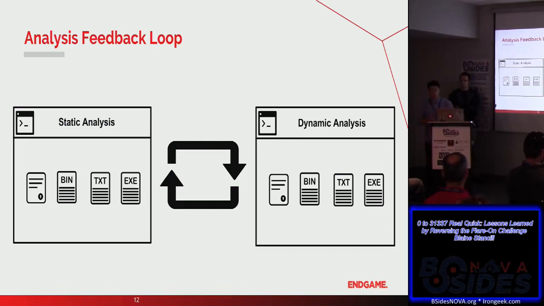And then if you see an interesting function call and you want to see what parameters are actually being passed into this function call when you actually run the binary, then you would switch to a dynamic analysis approach. And by that, I mean you would run the binary in a debugger, set a breakpoint on an interesting function call, let the program run until it hits that breakpoint, and then you see what values are actually being passed into that function.